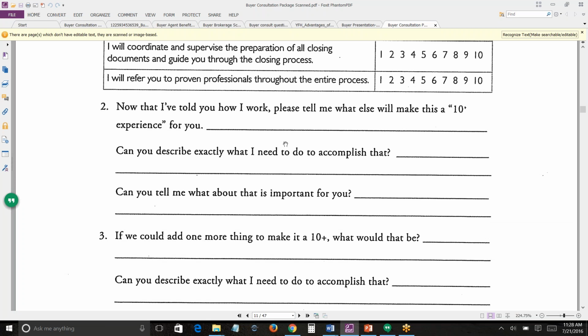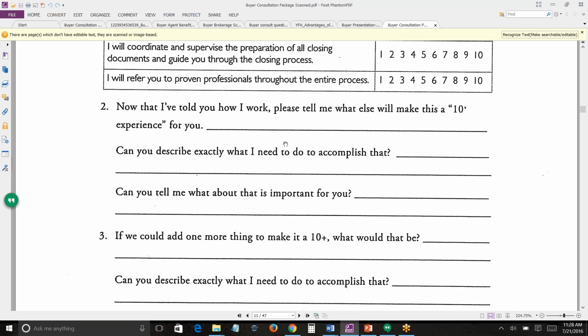So the more clear we can be on expectations, the less likely we're going to have cognitive dissonance, which means unhappy people. Can you describe exactly what I need to do to accomplish that? What else do you want me to do? What do I need to do? Can you tell me why, what's important about that? As a general rule, you might want to probe something to 3 levels, right? So why is that important? What does that mean to you? What does that look like?